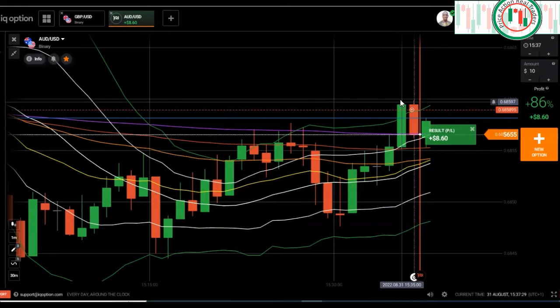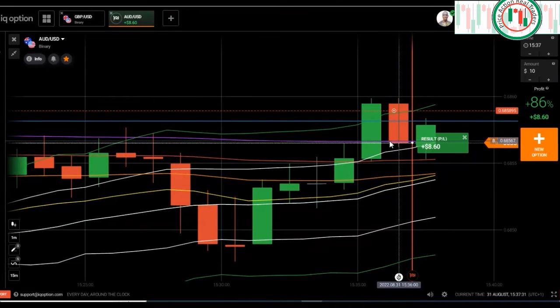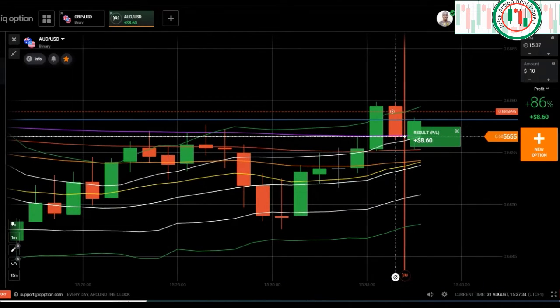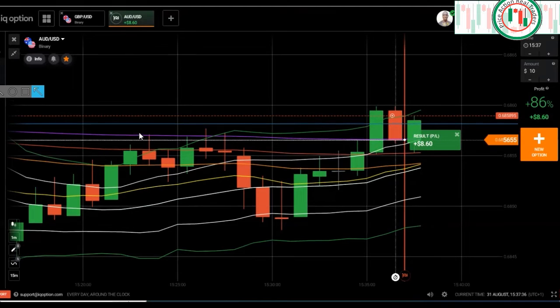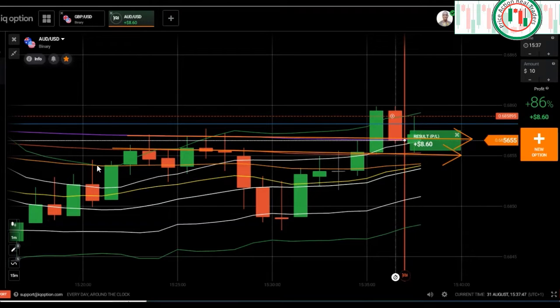You see this looks like a very strong trend. Why? You see 200 EMA here is flat. 100 as well is flat. Even 50 is flat. And the price is above 20 here. So this is the ranging market.